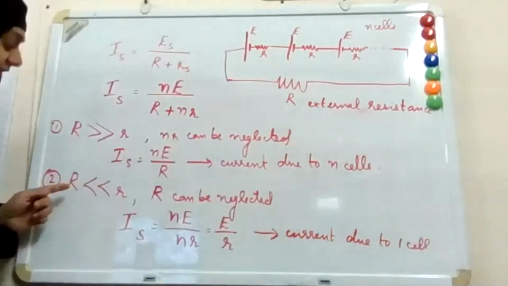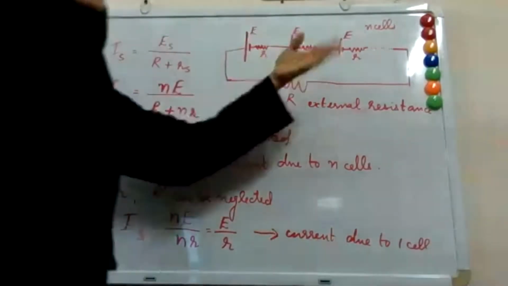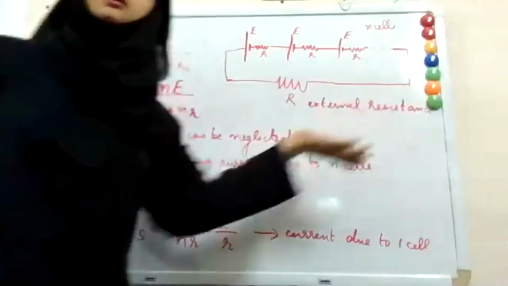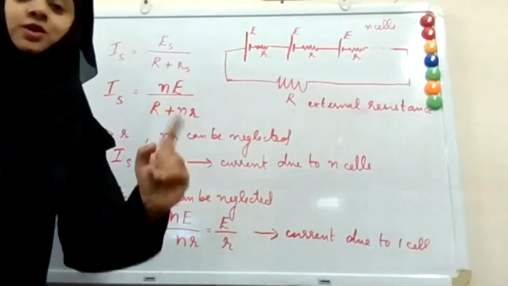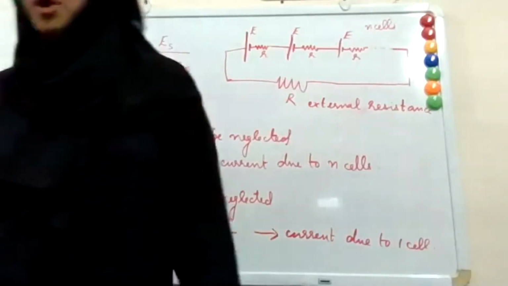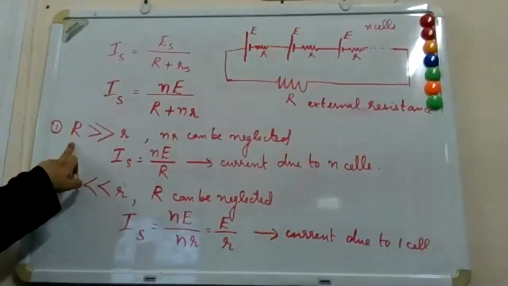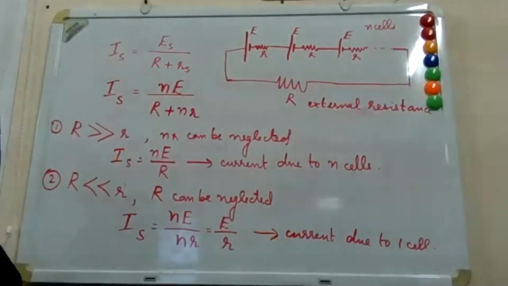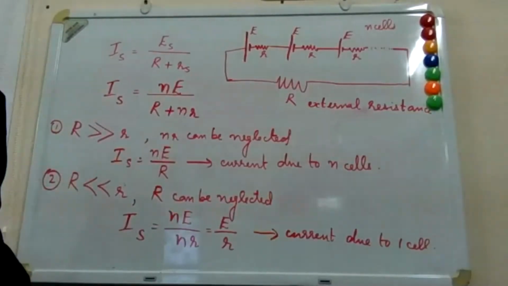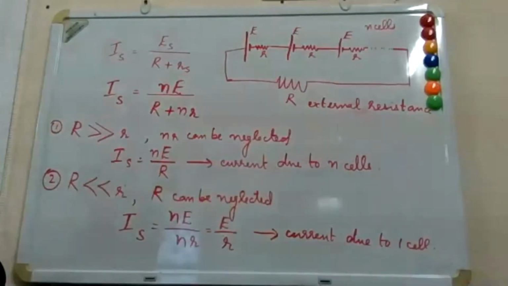Okay. So if the external resistance is very low, even if we connect many cells, the resultant current will be only that due to one cell. So which is more profitable? If the external resistance is very large, which is more profitable? Connecting more cells or less cells? Less. Less cells, we will get only less current.